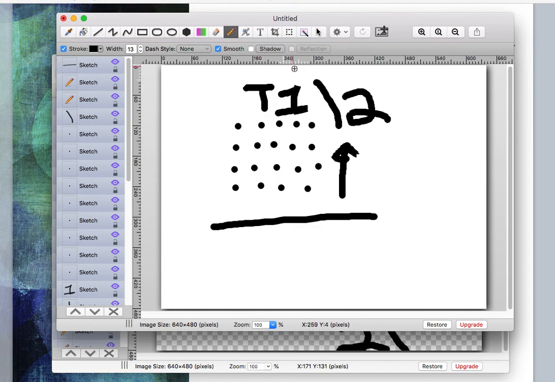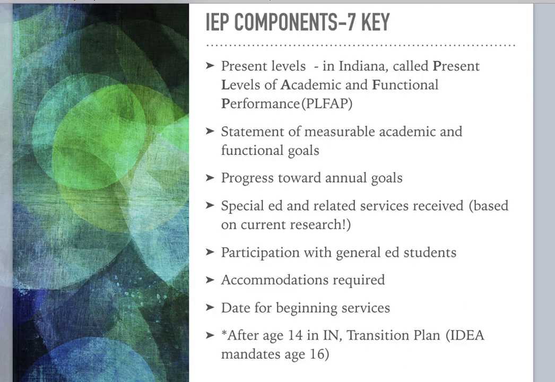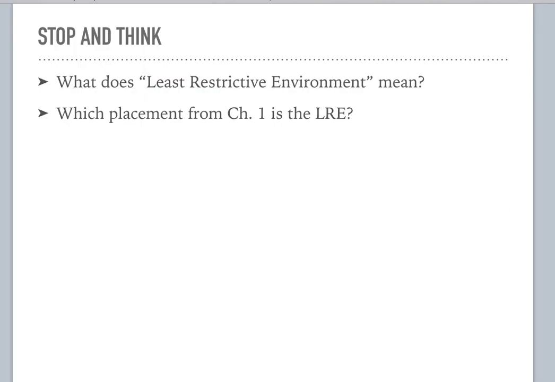It really comes down to the teamwork between teacher 1 and teacher 2. And it's going to take a lot of teamwork because, like I said, this is not the easiest one to implement, but it could potentially be one of the most successful. So those are the different co-teaching models that you should know about for Chapter 2. We've already talked about the IEP components, so we'll move on.